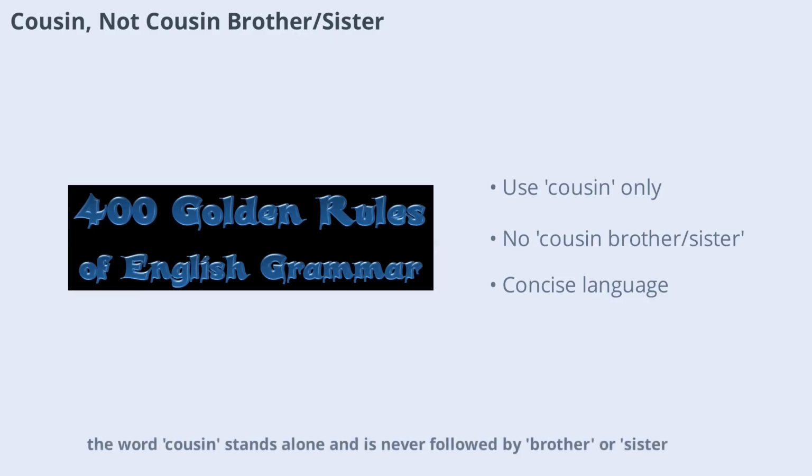In English, the word cousin stands alone and is never followed by brother or sister. For instance, say, "I love my cousins the same way I love my own brother," not "cousin brothers." This keeps your language natural and avoids redundancy. Remember, English often prefers concise expressions.